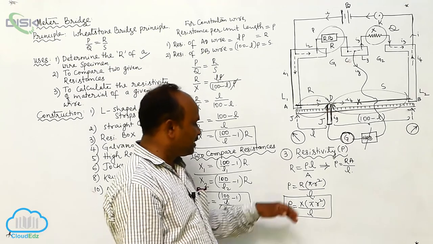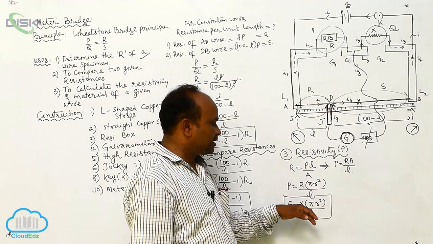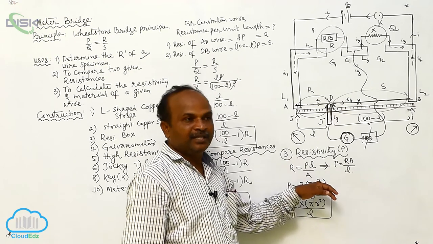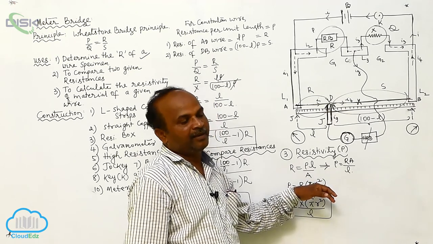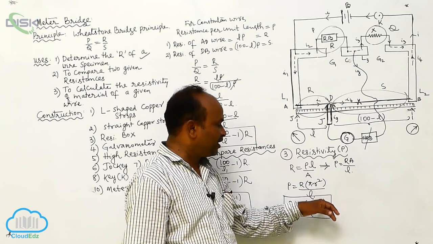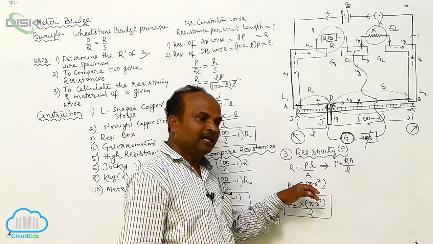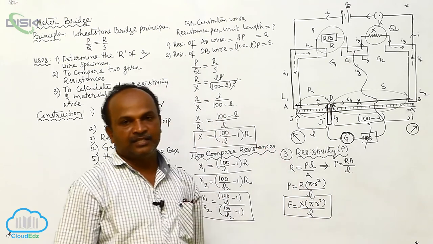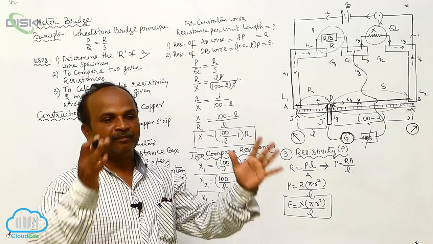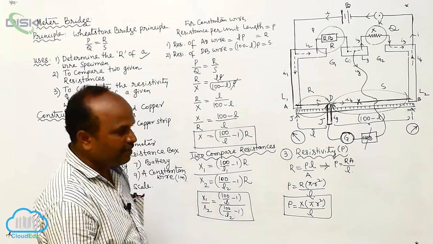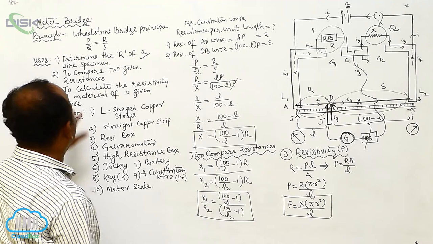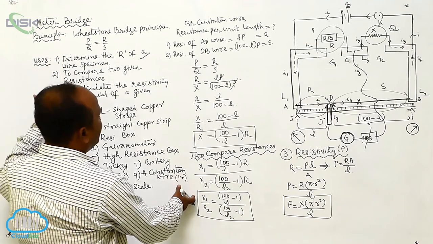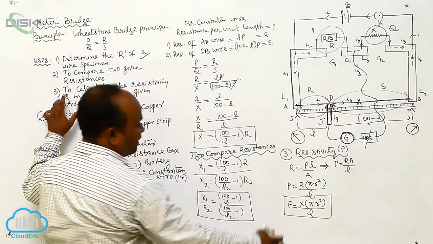Now in this case, resistance is X and pi is a constant. Using the screw gauge, we can measure the diameter of the wire, and dividing by two gives the radius. The length we can measure using the scale. Those values are substituted, and then we get the resistivity. Therefore, by using this meter bridge, we can determine the resistance, compare resistances, and calculate the resistivity of the material of the given wire.